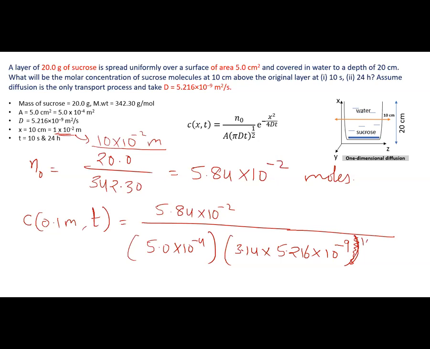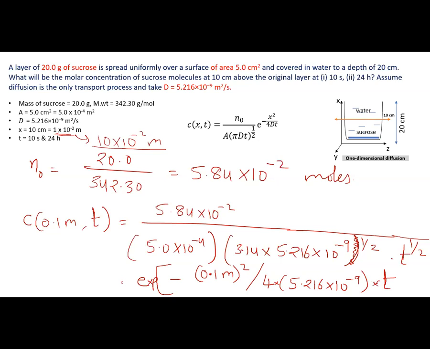So this whole thing to the power half. I'm taking the time out of this parenthesis and keeping it as a separate variable. Again, we still have the exponential term, exp of minus x squared, where x is 0.1 meters, so 0.1 meter squared, over 4 times the diffusion coefficient, 5.216 times 10 power negative 9, and this whole thing multiplied by time. Again, it's still a variable. So let's simplify this.